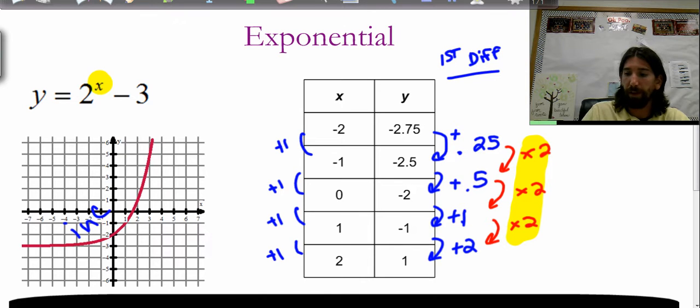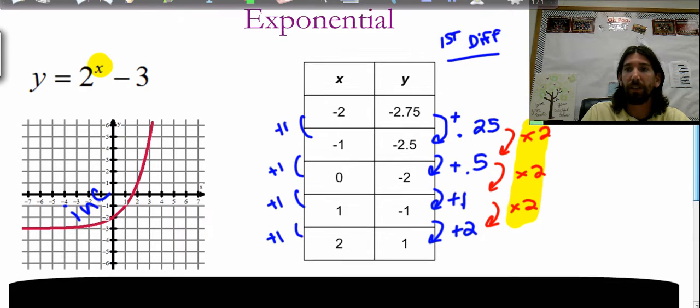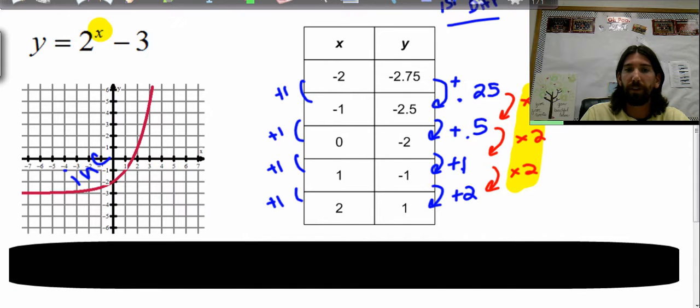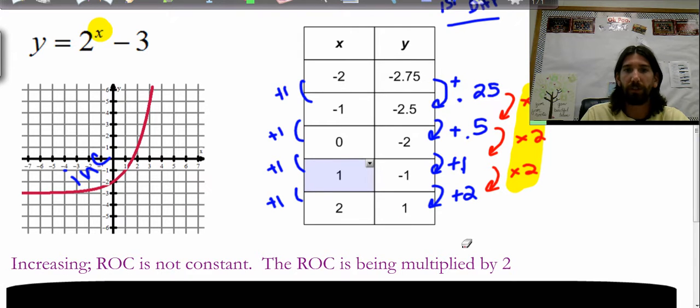So when we talk about describing the rate of change of an exponential function, we're looking at the following characteristics. This particular one, the rate of change is not constant. I know that because it's curved. It's increasing the whole time. And we can say the rate of change is being multiplied by 2.